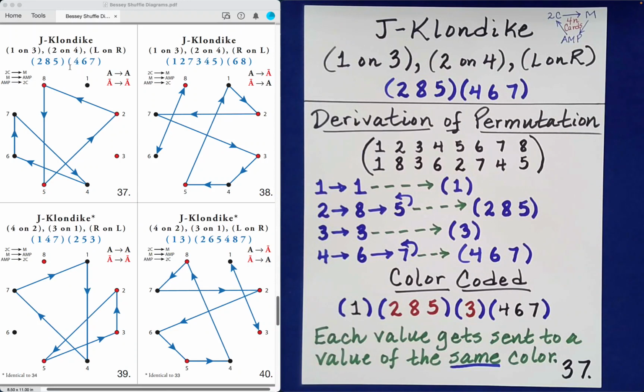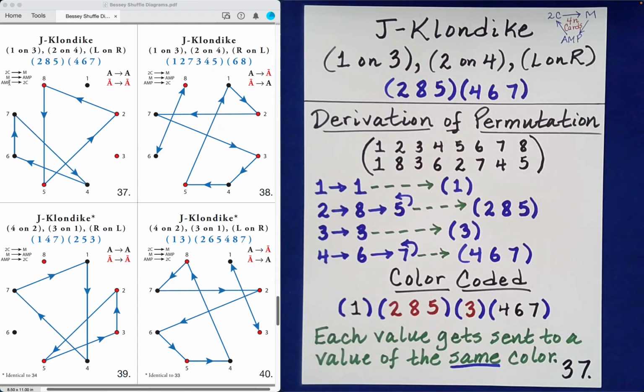For the second 3 cycle here, we see that 4 goes to 6, which goes to 7, which wraps around and goes to 4. So if we start at 4, there should be an arrow from 4 to 6, which there is, an arrow from 6 to 7, straight up, and then an arrow from 7 back to 4, completing that 3 cycle, where those 3 values constitute their own orbit.